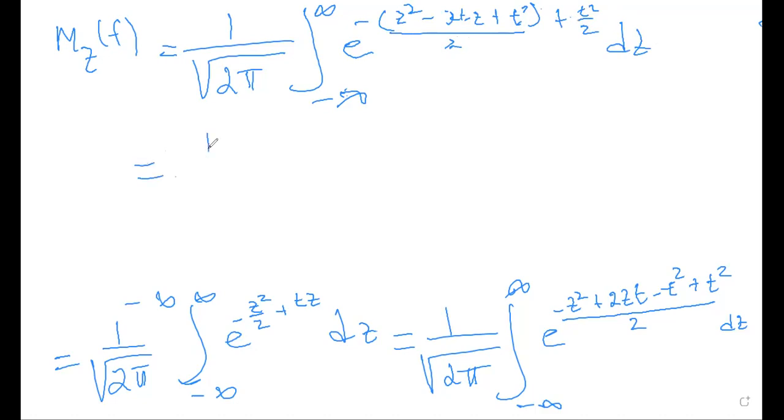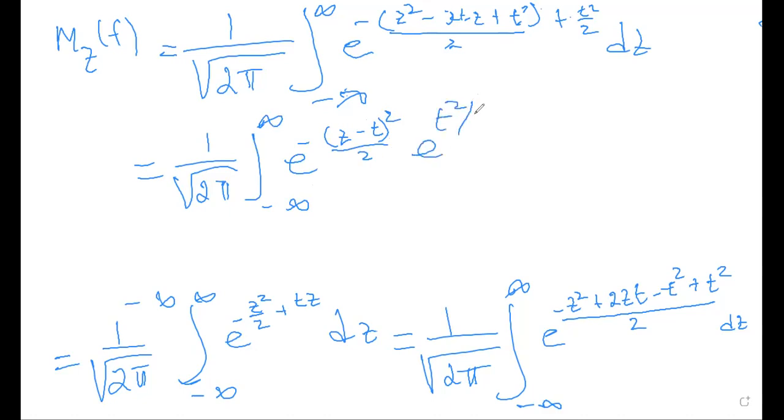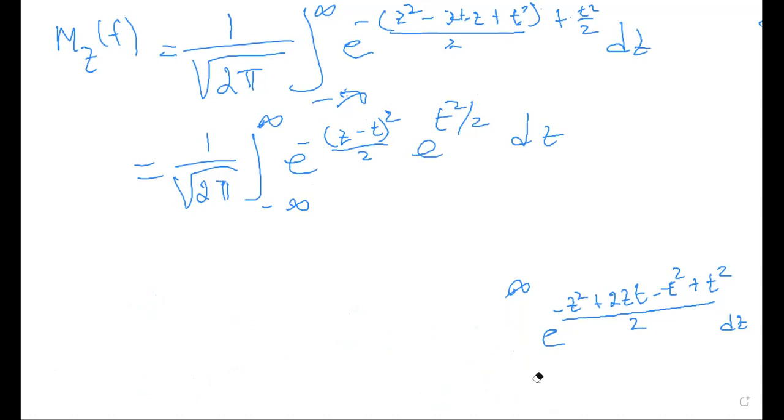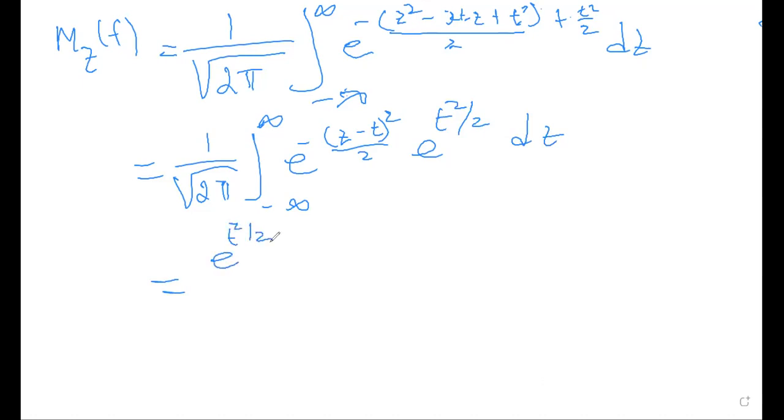This will be equal to 1 over 2 pi, integral from minus infinity to infinity of e to the minus (z minus t) square over 2 times e to the t square over 2 dz. Does that work? Now, this is equal to e to the t square over 2 over square root of 2 pi.